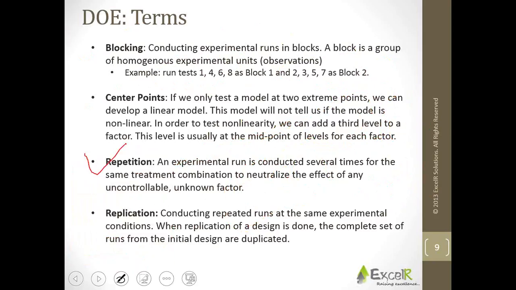Next thing is repetition. An experimental run is conducted several times for the same treatment combination to neutralize the effect of any uncontrollable unknown factor.